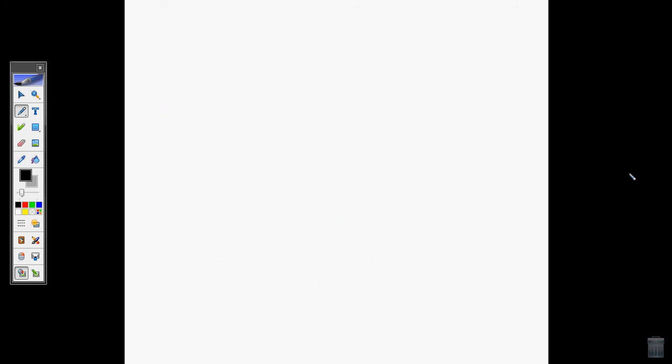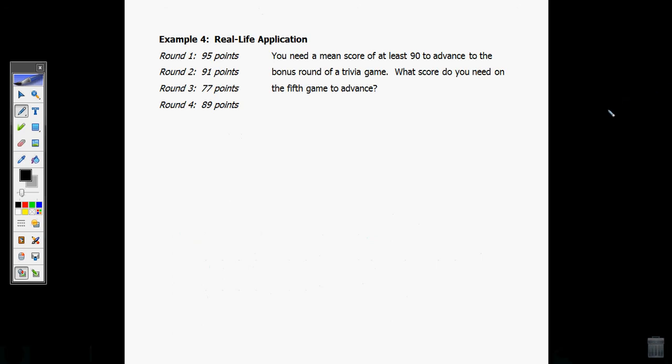Fantastic. Last little bit here. Application. Of course, I have these four scores that I've gotten in my trivia game, and I need at least an average score of 90 in order to move on to the next round. So what score do I need in my fifth round? So far I have 95 and 91. Ooh, and I had a bad round 3, 77. Yuck. And 89. And then I'm going to have something for round 5. So let's just make that an x.